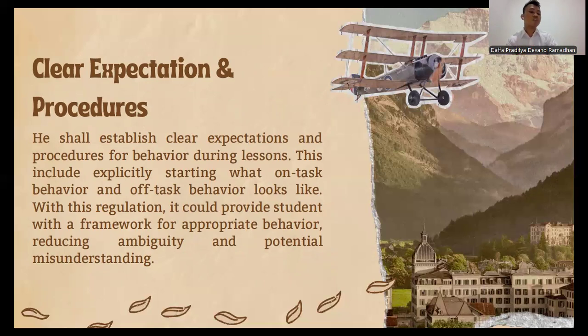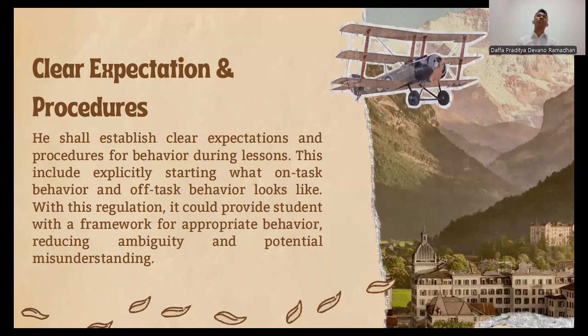So Mr. Smith Shaw established clear expectations and procedures for behavior during lessons. This includes explicitly stating what on-task behavior and off-task behavior look like. With these regulations, it could provide students with a framework for appropriate behavior, reducing ambiguity and potential misunderstanding.